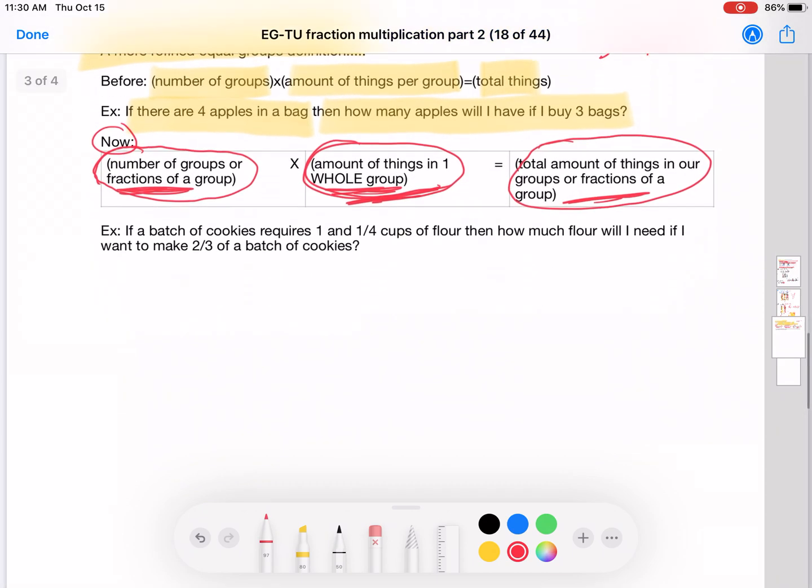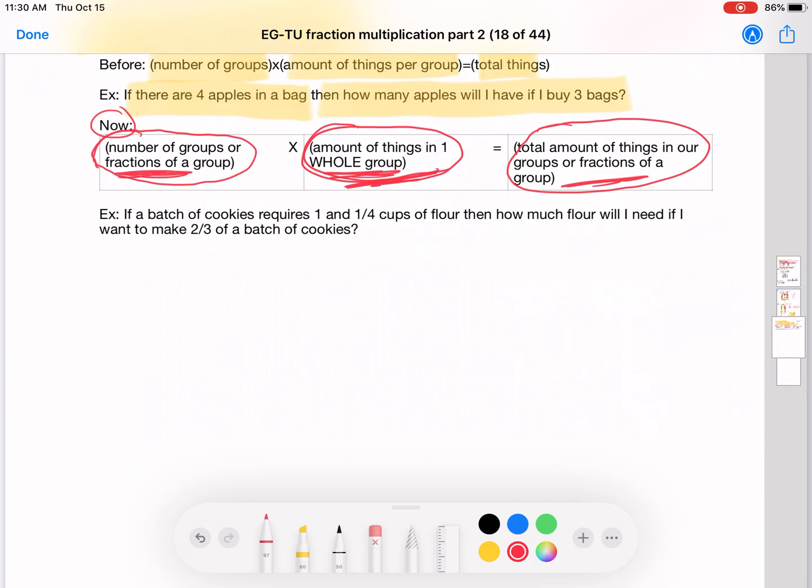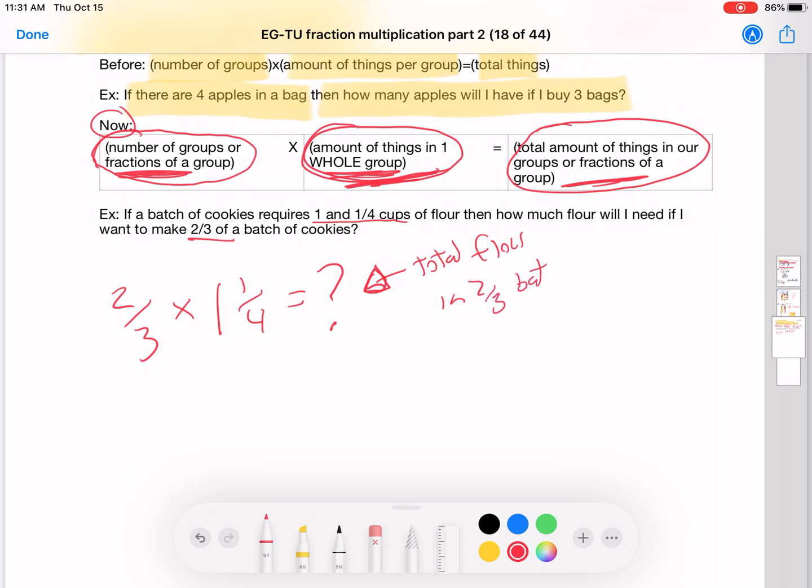So here is an example. It says a batch of cookies requires 1 1/4 cups of flour. Then how much flour will I need if I want to make 2/3 of a batch? So I am not even doing one full batch. I am doing less than a full batch. 2/3 of a batch times 1 1/4 cups per whole batch will equal this. And this is the total amount of flour in 2/3 of a batch.